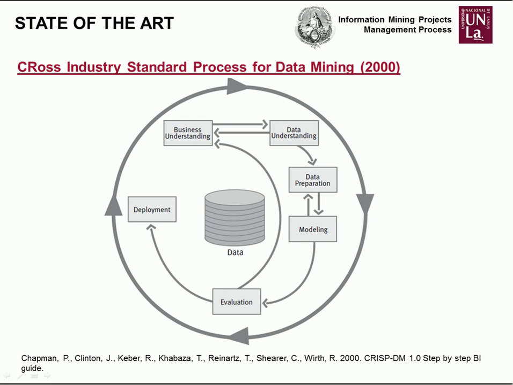The phases that make up CRISP-DM are: business understanding aims to comprehend the objectives and requirements of the project from the business perspective, as well as identifying the data mining problems and performing the project planning. Data understanding starts with an initial data collection and proceeds with a data analysis, identifying the data quality problems and possible interesting subsets to apply different hypotheses.